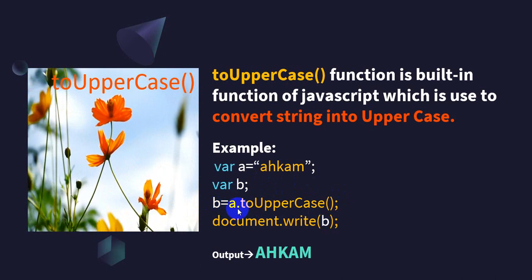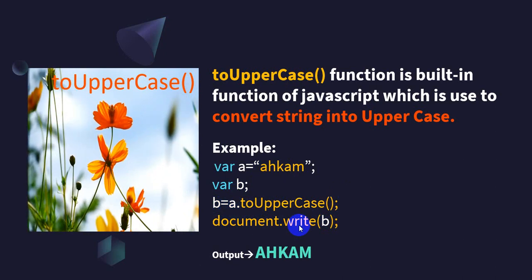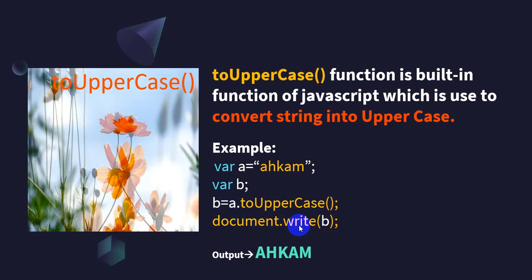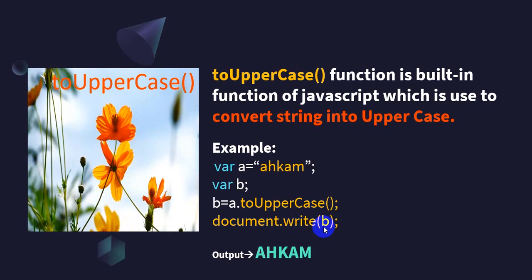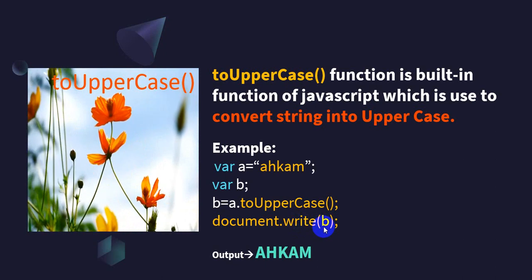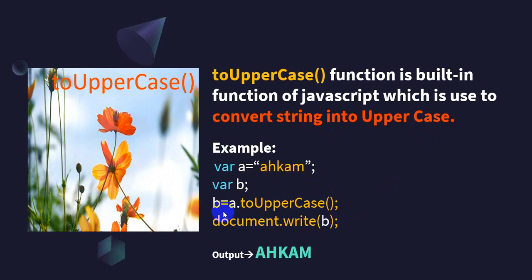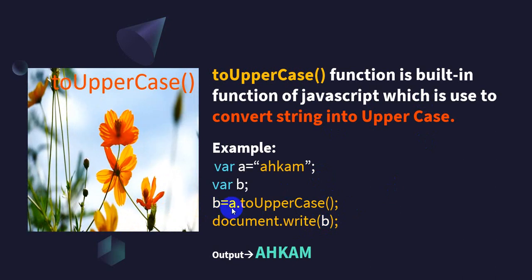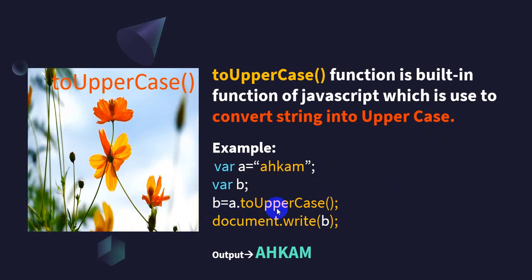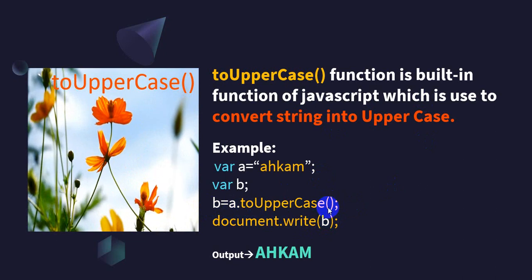Okay. After that you have written the third line there, document dot write, means you are going to display something. What do you want to display? You want to display b. So what will be displayed on your browser? The value of b. So what is the value of b? The value of b is the result of this line, a dot toUpperCase.